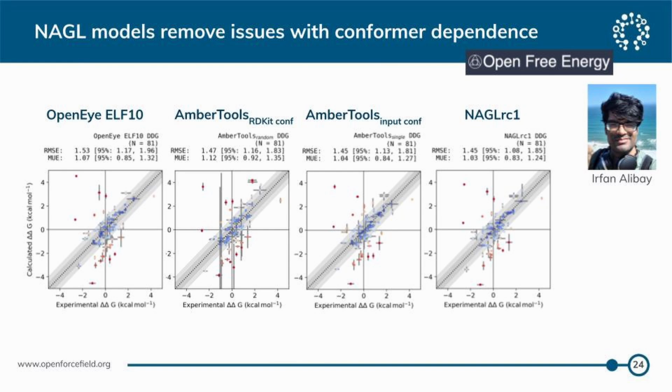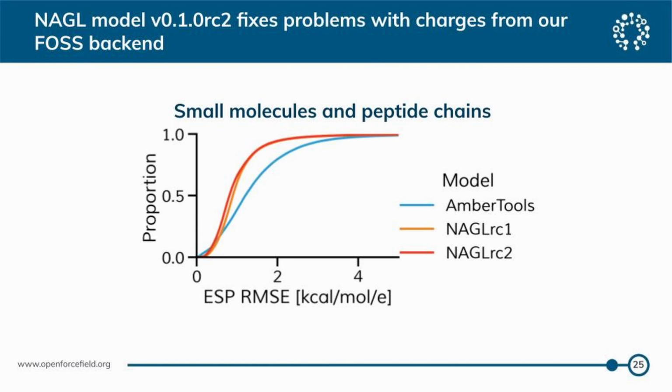So moving on to the benchmarks and how it performs. The 2 benchmarks that I'm going to show here today, they both use OpenEye ELF10 as the reference, because that's the charge model we're currently using to fit our force fields. And I'm comparing the NAGL release candidates alongside AmberTools as kind of a measure of acceptable charge variance. And the basic gist of the slide is that on small molecules and peptide chains, the variance of NAGL is well within the variance of AmberTools. So we're quite happy with this result.